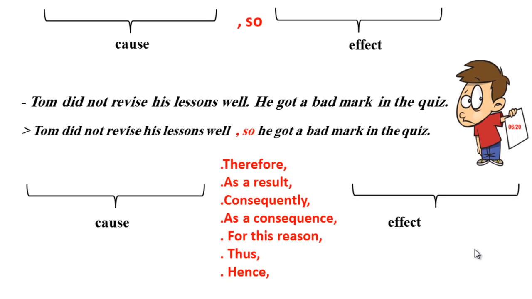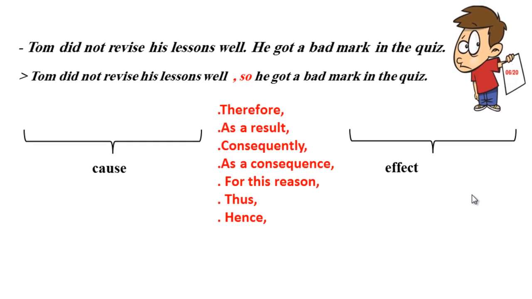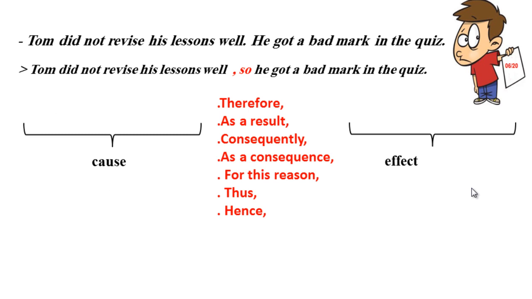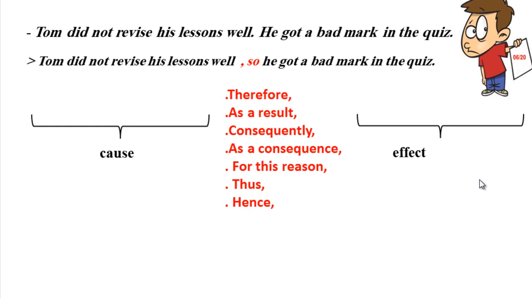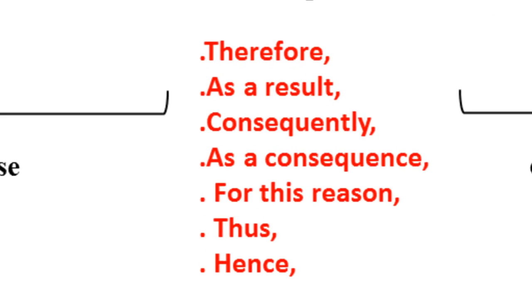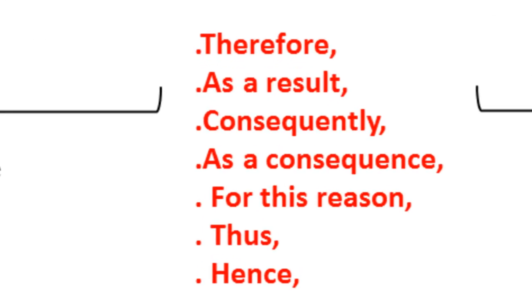Therefore, as a result, consequently, as a consequence, for this reason, thus, hence, these are other ways for expressing cause and effect in English. As you see, these also go in the middle of a sentence between the cause and the effect. Look at how they are punctuated. They are put between a full stop and a comma. We can also put them between a semicolon and the comma.